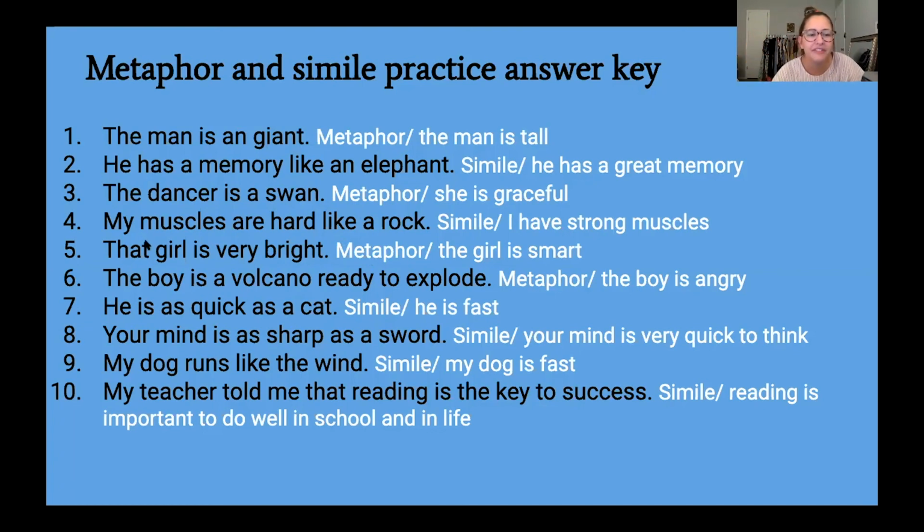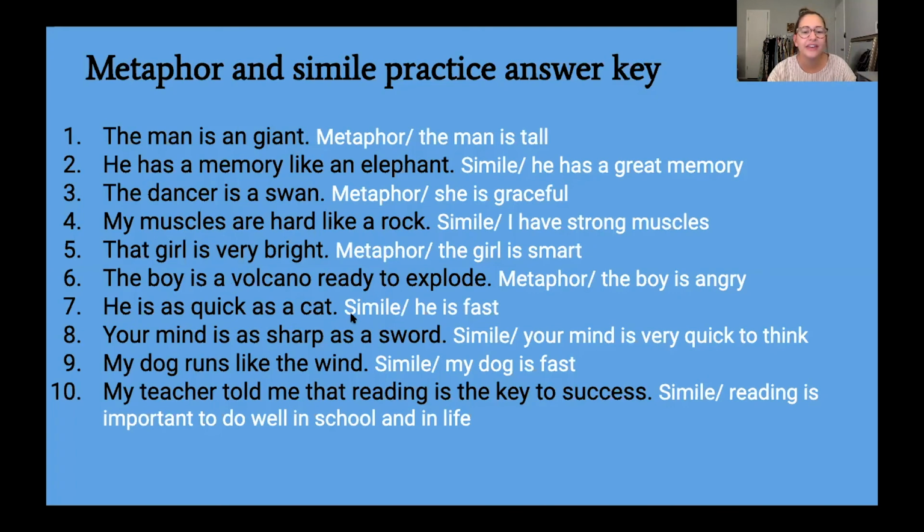All right, and now number 5, that girl is very bright. So this one is a metaphor because of the word "is" right here. And so this just means that the girl is smart. So if someone says you're very bright, it means that you are intelligent, that you pick things up very easily. So the girl is smart.